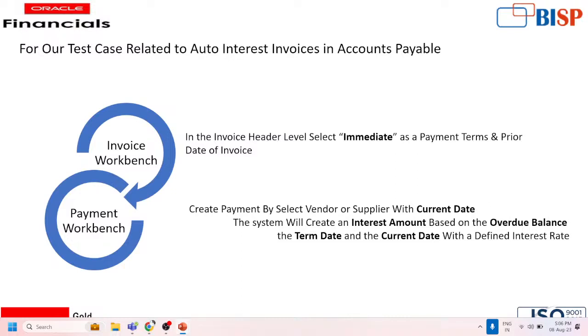So that is the requirement. And we will create a payment in the payments workbench by selecting the vendor or supplier with the current date. The system will create interest amount based on overdue balance, right? So that is the overdue balance and the term, with the term date, so that is the term date with the current date, with a defined interest rate thereon, right? So let us now move to the application, how the things are to be performed.